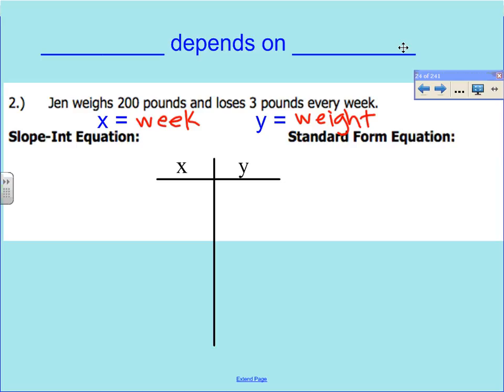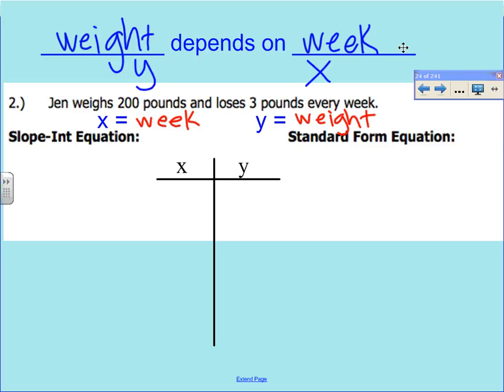So what depends on what, Amanda? Good job. Weight depends on week. In other words, y always depends on x. Your weight depends on what week it is if you're having some kind of competition. Anyone watch The Biggest Loser in here? You can kind of think of that, right? I've seen it a couple times, but I don't watch it very often either. So weight depends on week. X is week, y is weight.